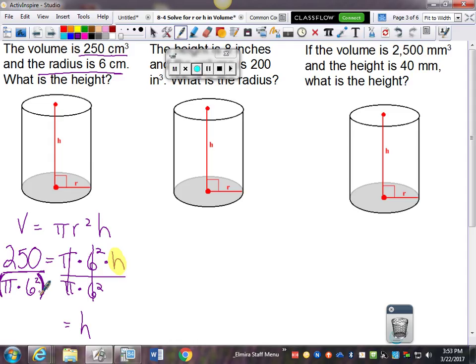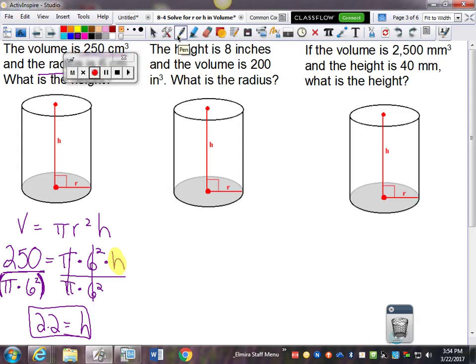And these are all, your homework ones are actually going to come out nice. They were designed with ugly numbers for volumes so that you get nice numbers for answers. Okay, so we've got 2.2 for our height when I divide all that out. Okay, the next problem is a little bit different.